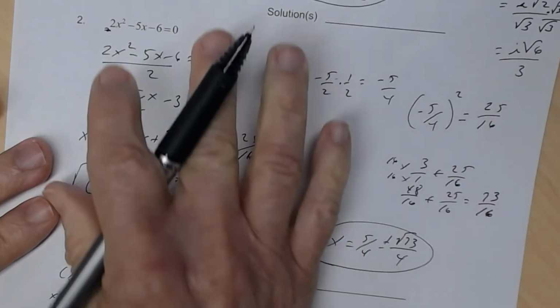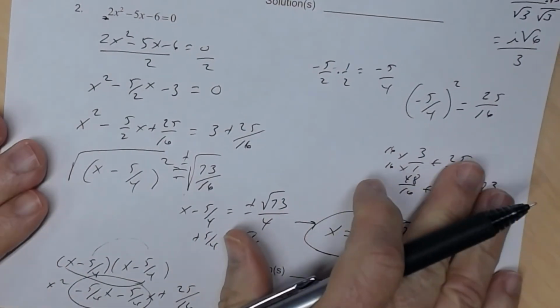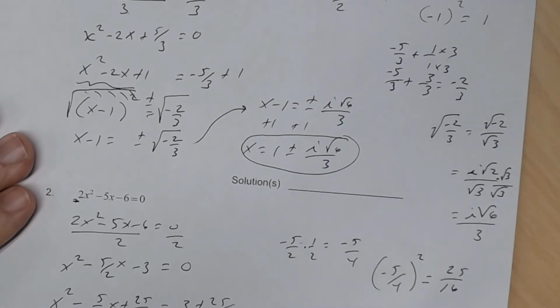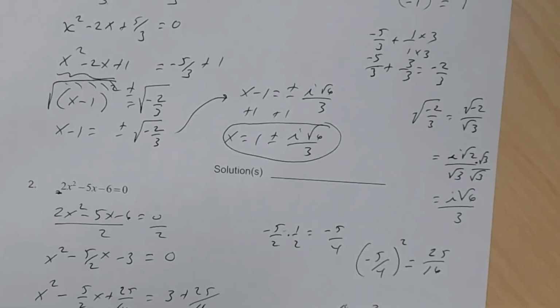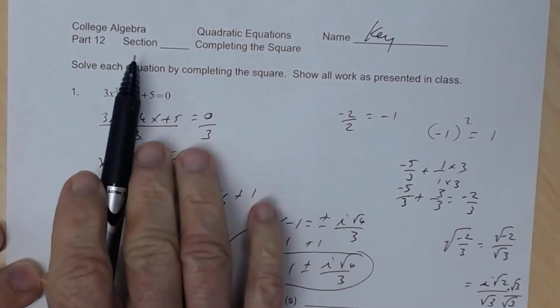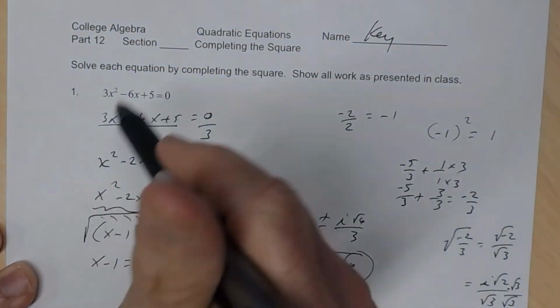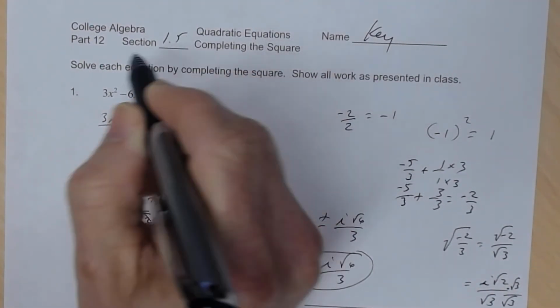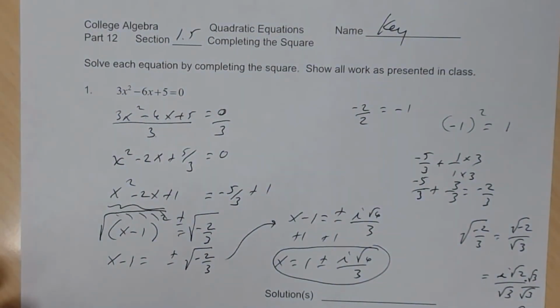Okay, so a lot of work here, lots of different things to consider, but it is really not that difficult. It's just things you have to remember from previous courses. All right, so that's the key to it, and this was section 1.5 part 12.